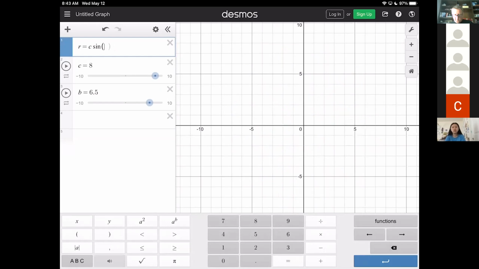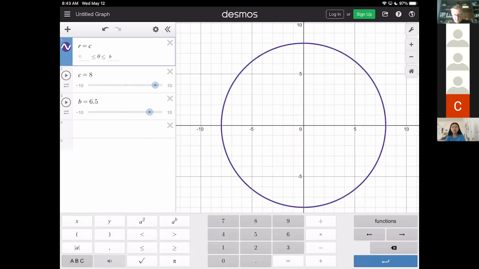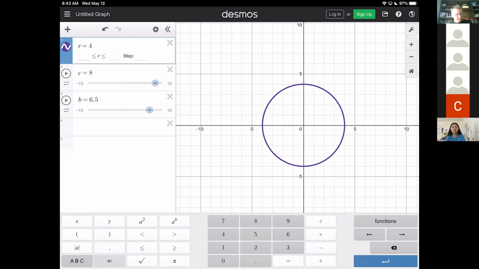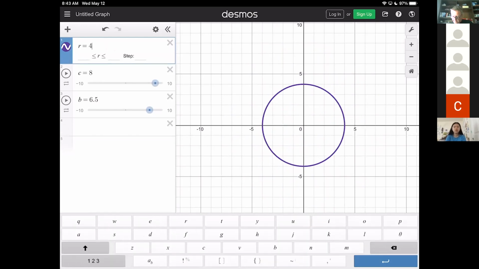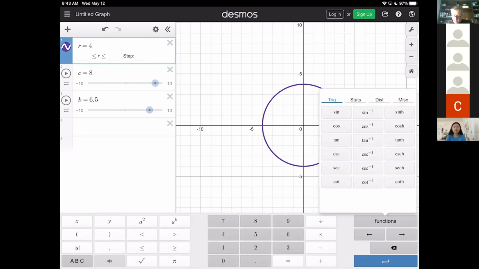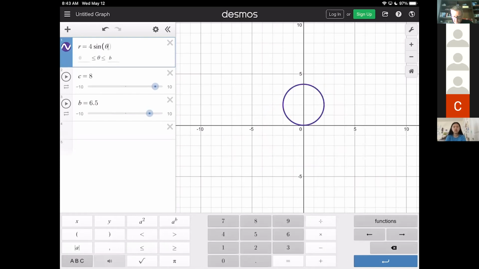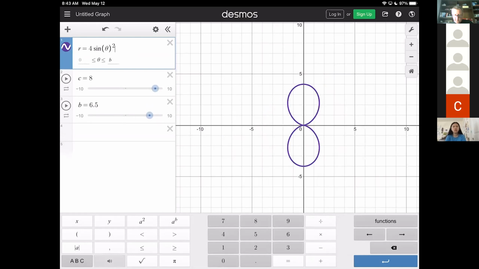So let's see, now I find myself wanting to go to town. I want to play now. So let's see, R equals, what if I said, I don't know, 4 times the sine of theta. And I don't know, let's multiply it by the cosine of theta. See what happens. Or maybe I should square that. If I squared that, what happens there? So it kind of makes this figure 8 shape.